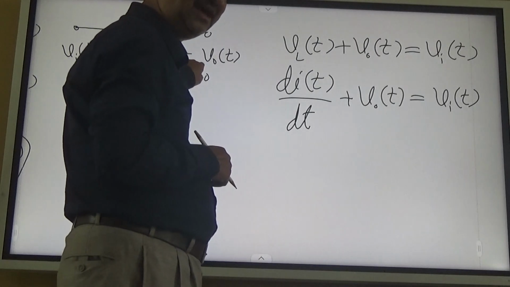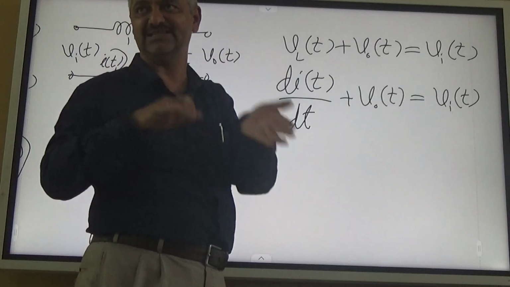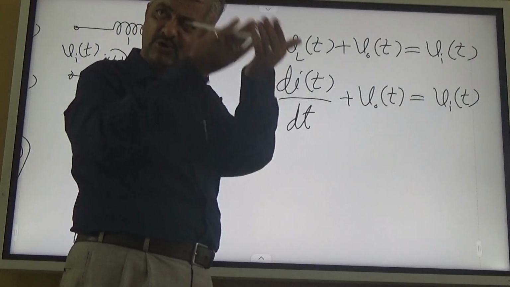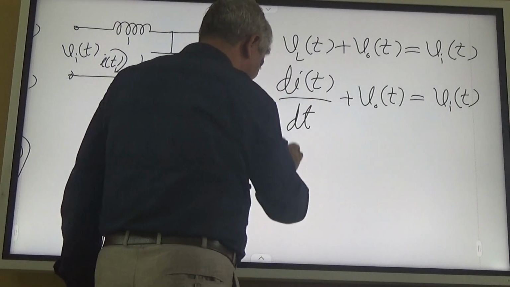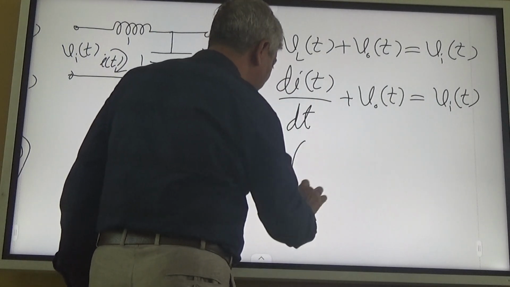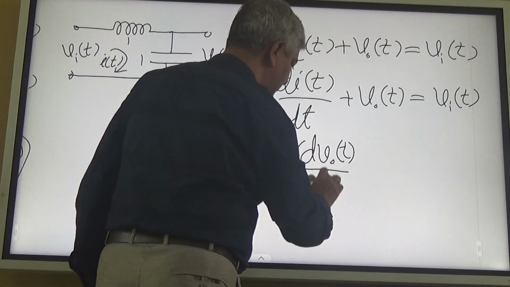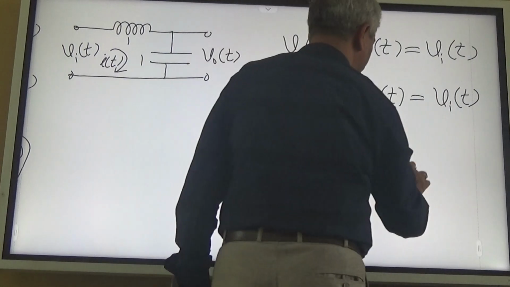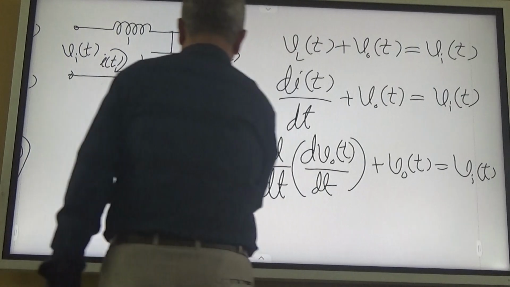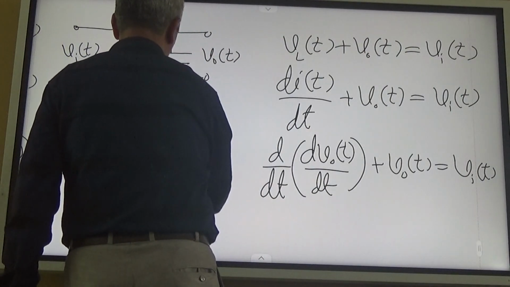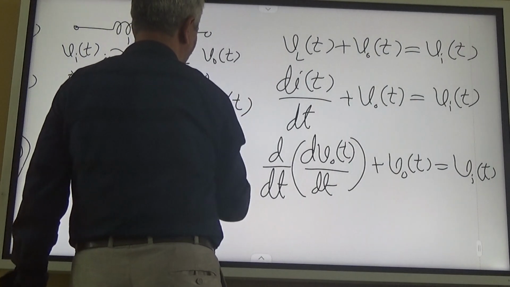For capacitor, now we use capacitor property. For capacitor, there is a relationship between VOT and IT. What is that? IT equal to C dVOT by dt. So this is what di. So we write like this: d by dt of dVOT. Means what relation we have got? IT equal to C is 1 dVOT by dt.